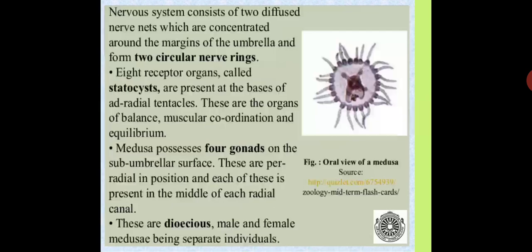The medusa possesses 4 gonads on the subumbrellar surface, and these are perradial in position, each present in the middle of each radial canal. These are dioecious, that is, sexes are separate, with male and female medusae being separate individuals. So here in this slide you will observe the structure of the medusa.